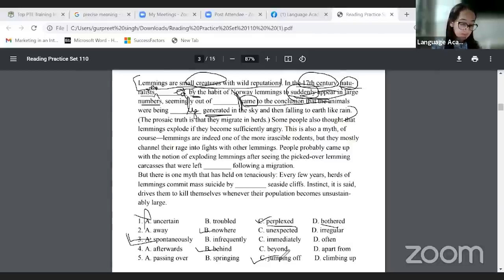Any confusions, anyone? These are really good questions. These kind of questions do come in the exam.